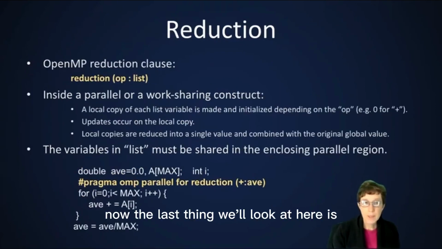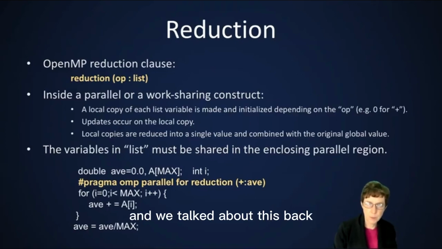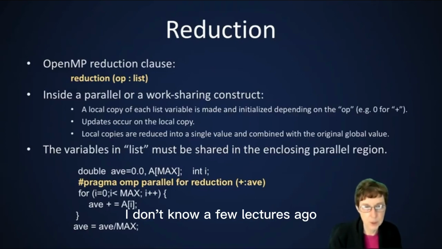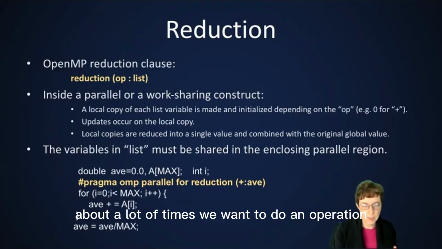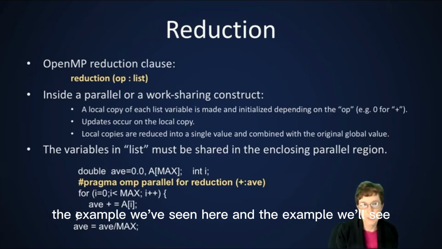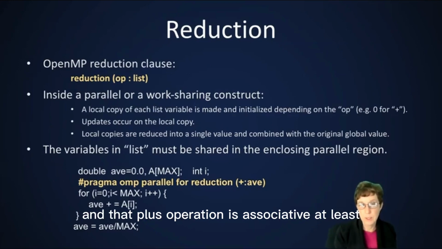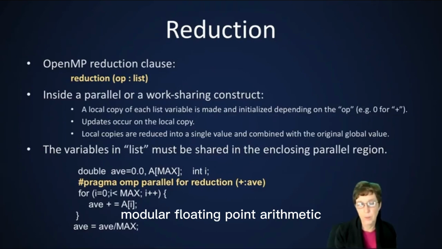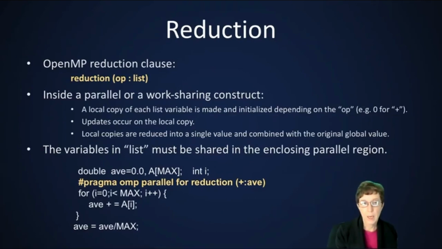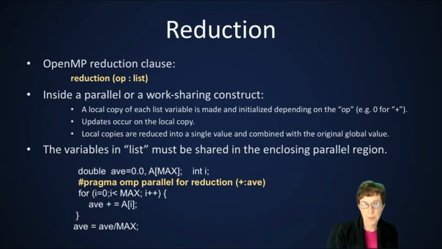Now, the last thing we'll look at here is really a reduction operation. And we talked about this a few lectures ago. A lot of times we want to do an operation. The example we've seen here and the example we'll see in many cases is a plus. And that plus operation is associative, at least modulo floating point arithmetic round off errors, which we oftentimes will not worry about if we're careful.